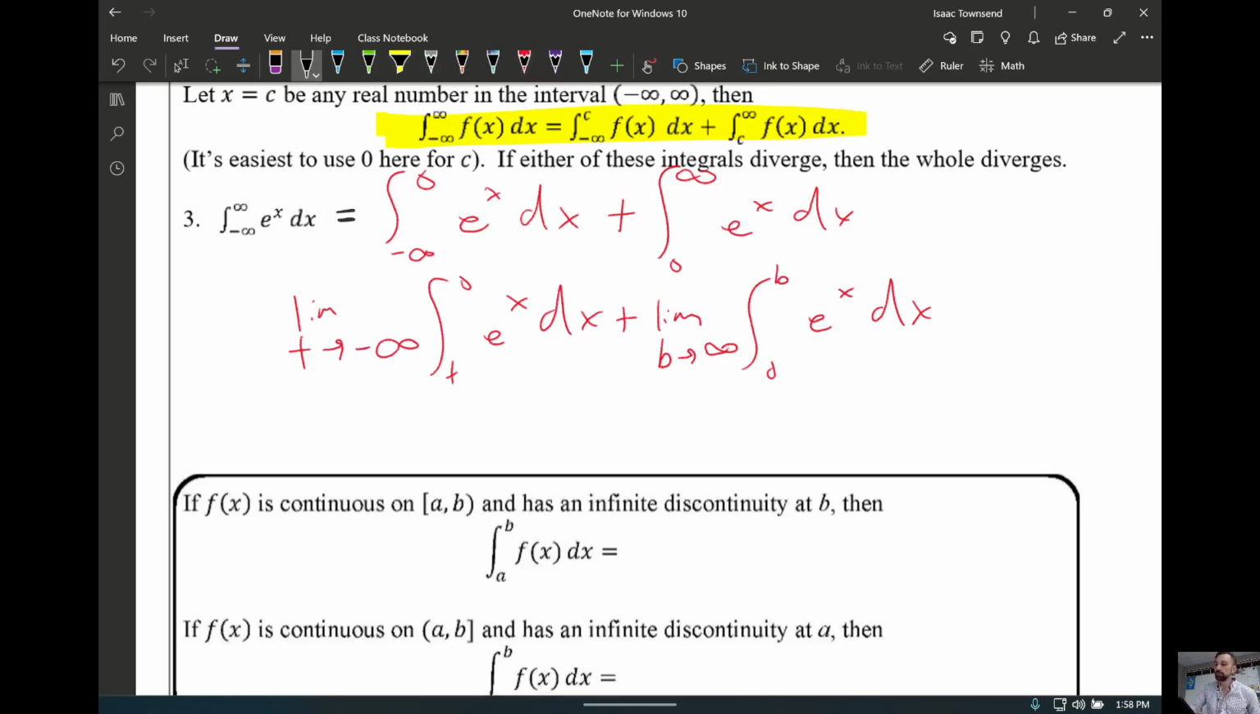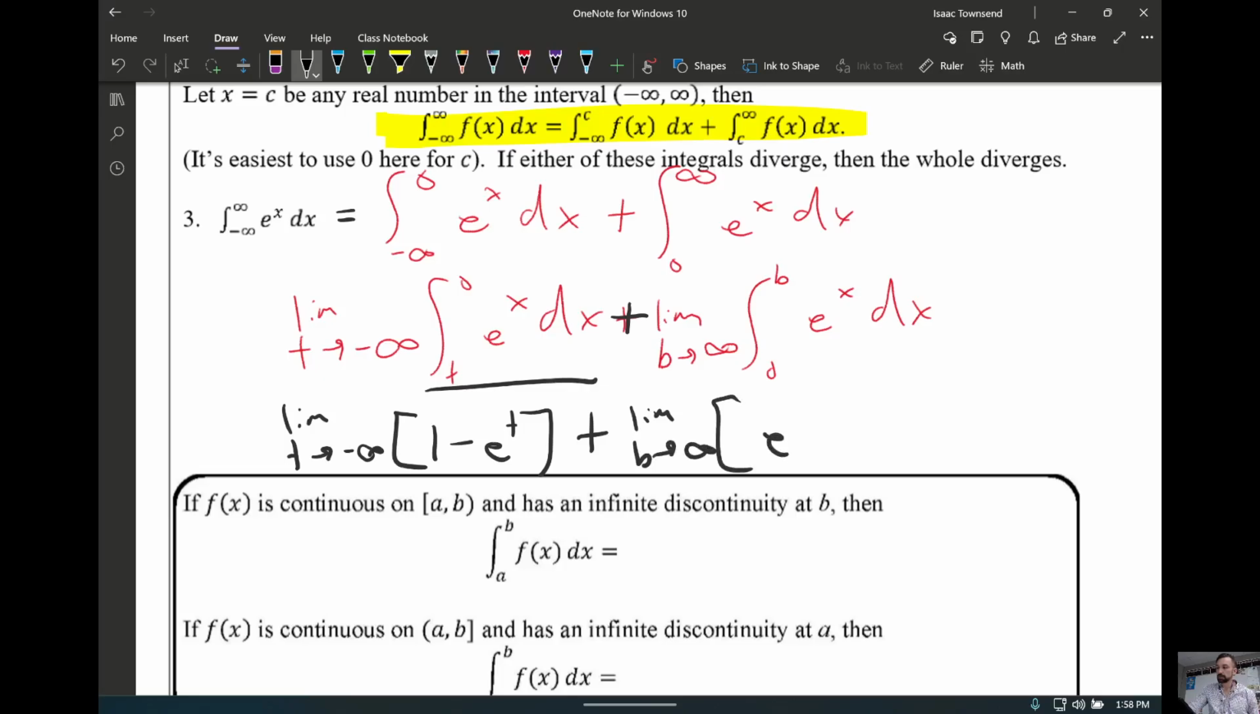Okay, and then we need to integrate this, but what's the antiderivative of e to the x? Okay, and if I plug in a 0 the first time, I get 1. I plug in a t the next time, I get e to the t, and then subtract those. Still going to have to do the limit. Plus, antiderivative of e to the x is still e to the x. Okay, and then the first time I'm going to plug in a b. The next time I'll plug in a 0, and e to the 0 is 1.